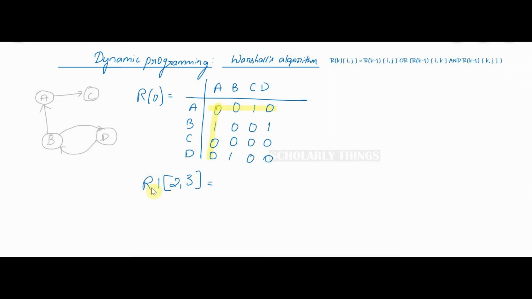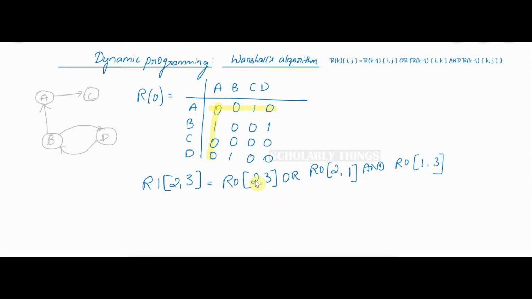Now k is 1. We can find out R1 of 2, 3 as R0 of 2, 3 OR R0 of 2, 1 AND R0 of 1, 3. We can either find out if there is a direct path from 2 to 3, or we can make vertex 1 the intermediate vertex and then find out the path.